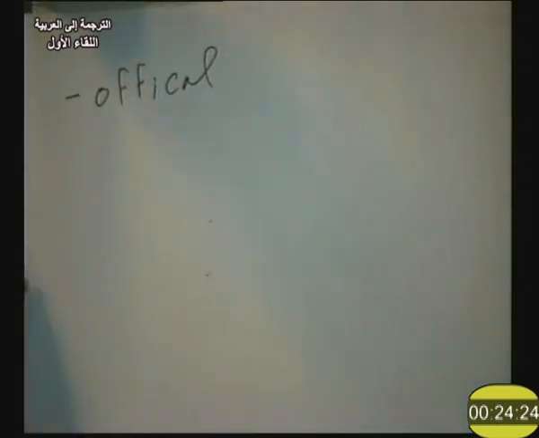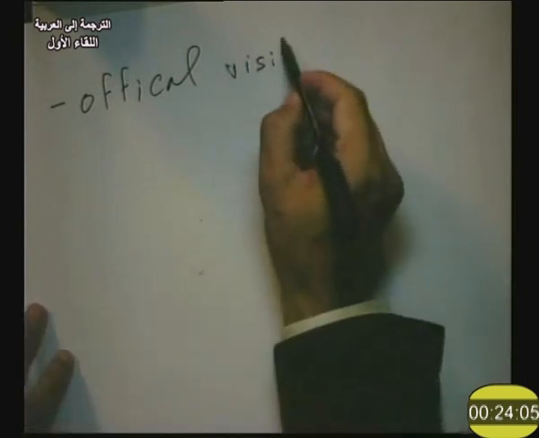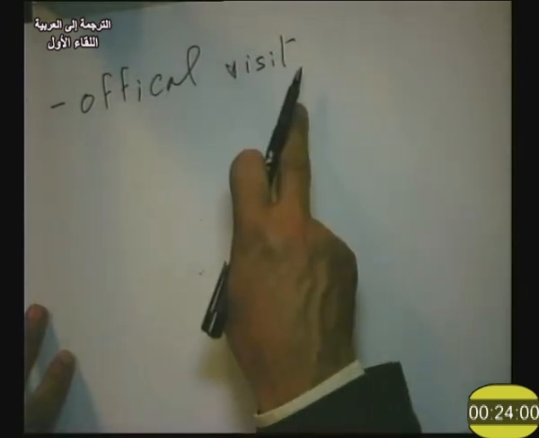Particularly this word, official. Official has two important meanings used in common language. As رسمي, for example, the president paid an official visit to Libya. Official visit or official engagement. Official visit تعني زيارة رسمية.